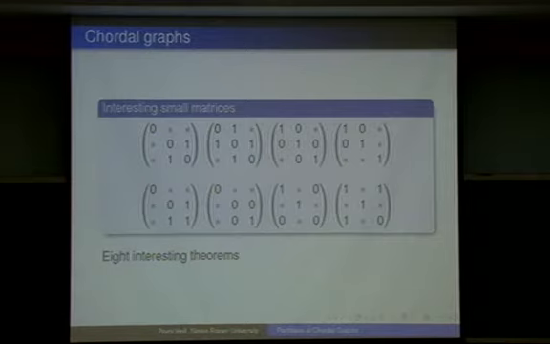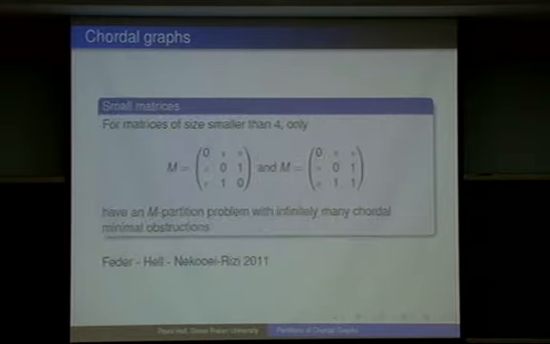And in each case, we get an interesting theorem. So I'll describe in the remaining few minutes 2 examples of such results. Here is the first one, maybe the most interesting, surprising, and also easiest. They turn out to be matrices which have infinitely many chordal minimal obstructions, which is not so surprising knowing that there are matrices which are NP-complete. But we are talking about size 3 by 3 here, right?